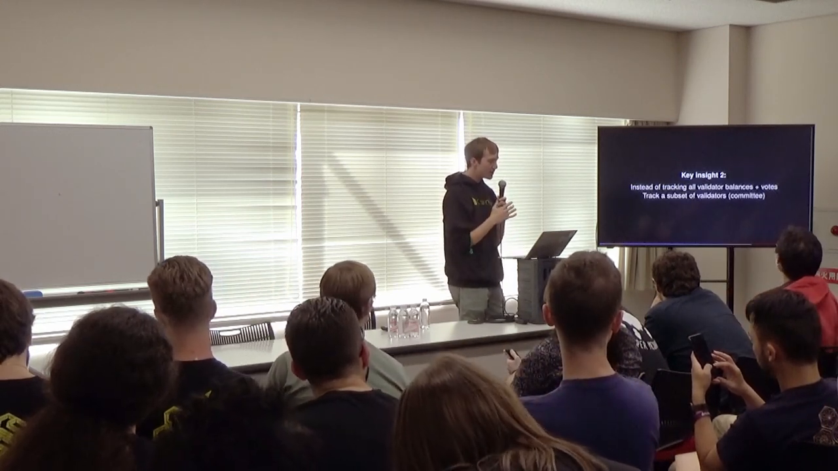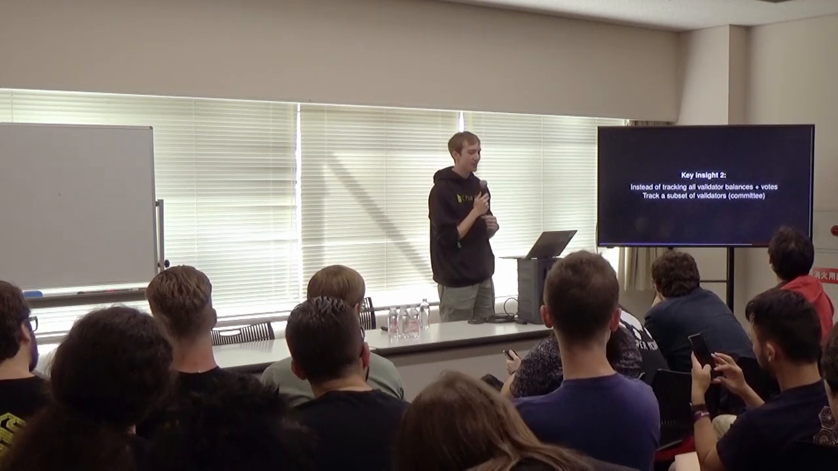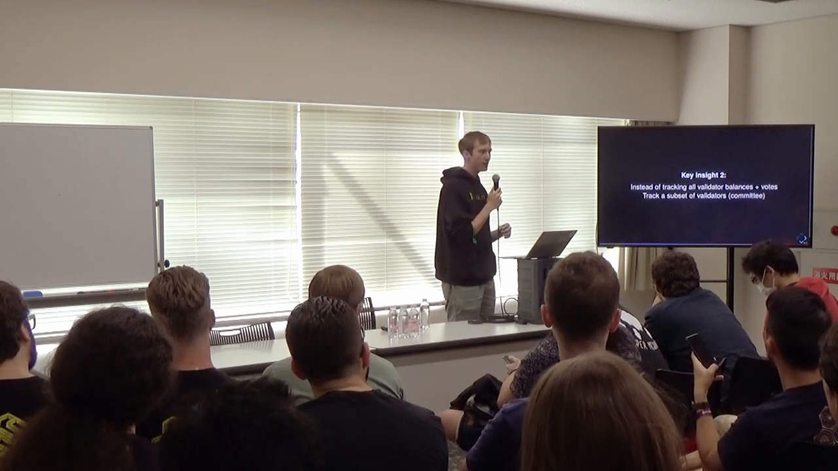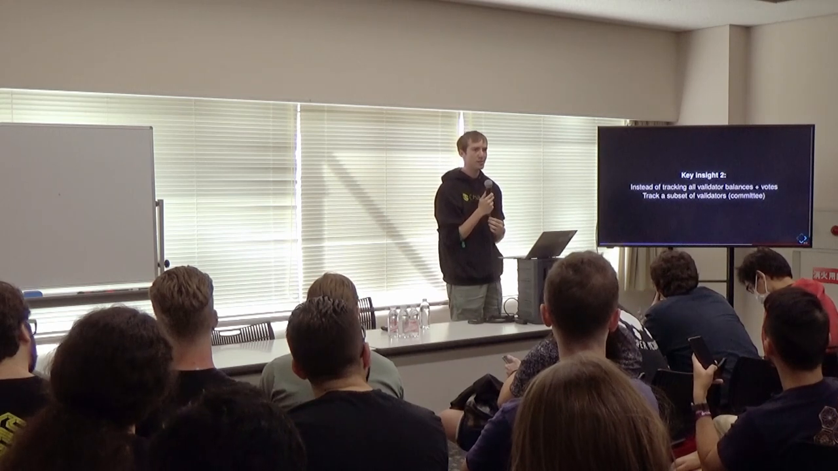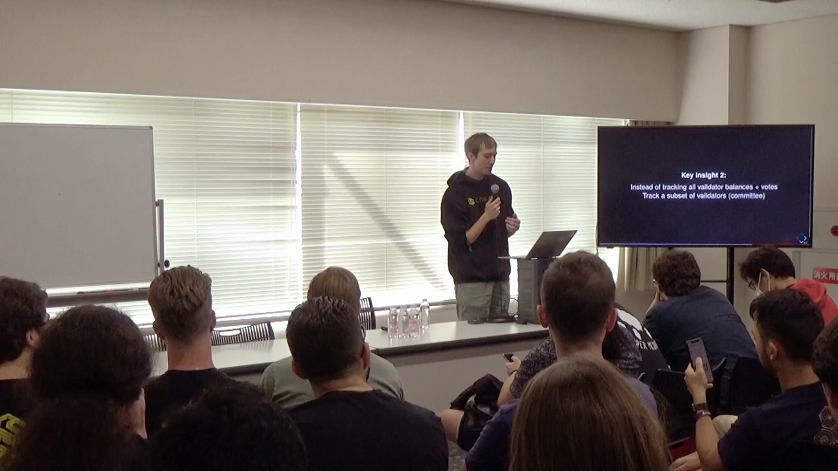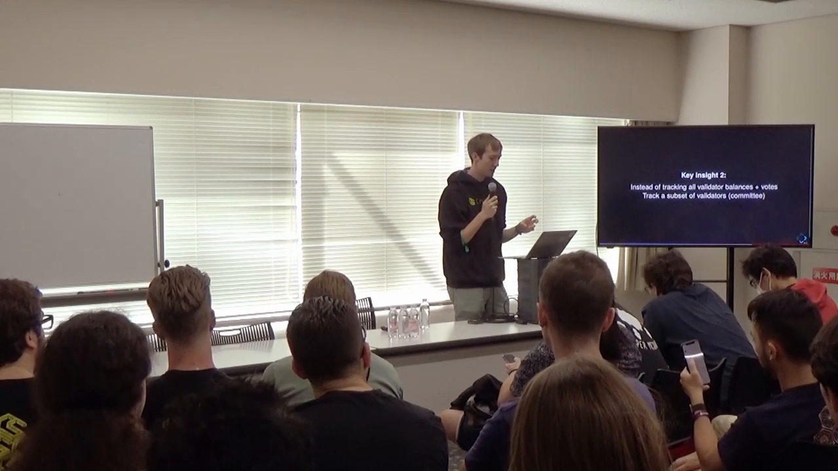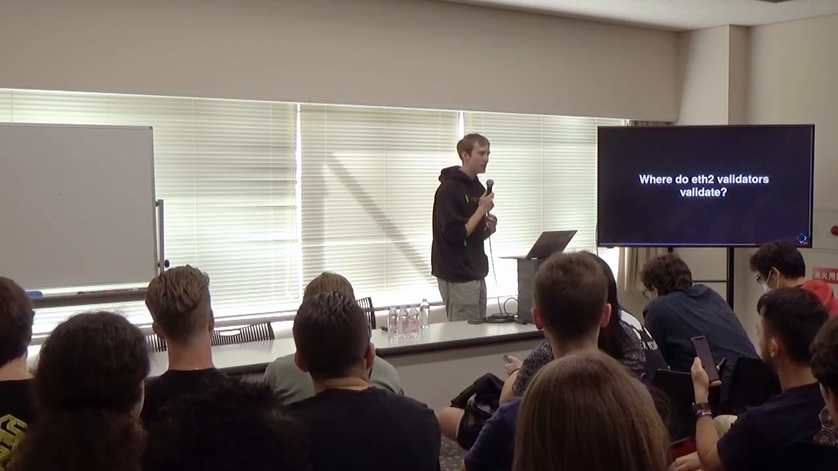So that brings us to another key insight, which is, instead of tracking all of the validator balances and all of the votes, if we can find a place where we only need to track a few of the validators, then that will really lower our requirements for keeping track of the stake. So, where do validators validate?